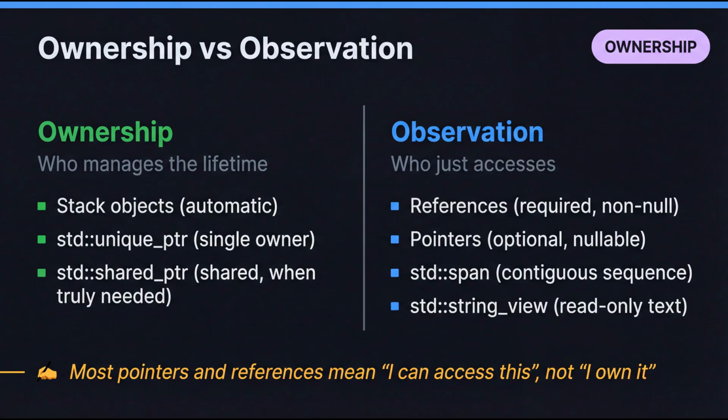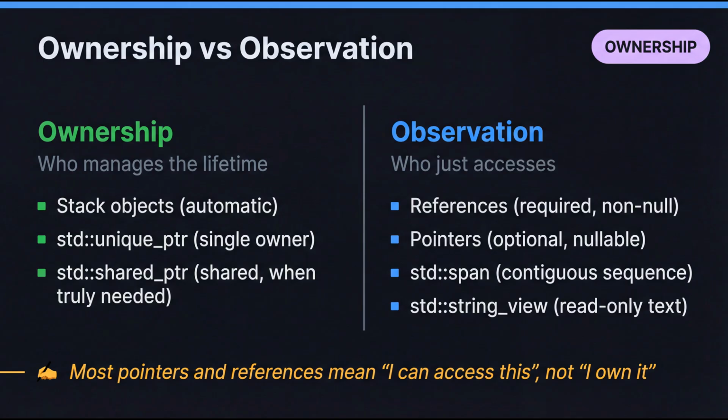This is the most important mental model in modern C++. Every pointer and reference falls into one of 2 categories: ownership or observation. Owners manage the lifetime of an object. Stack objects own automatically. They're destroyed when the scope ends. Unique pointer owns a heap object exclusively. Shared pointer shares ownership when multiple parts of the code need the object to stay alive.